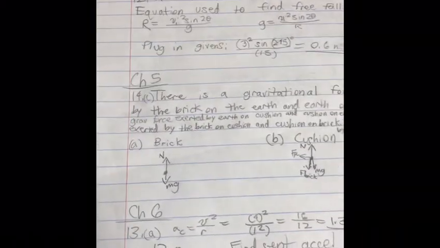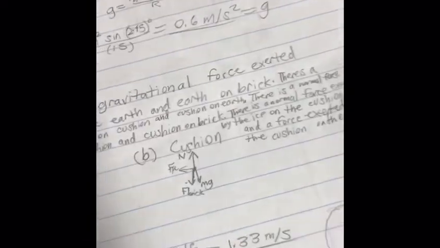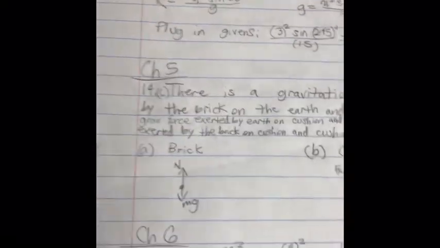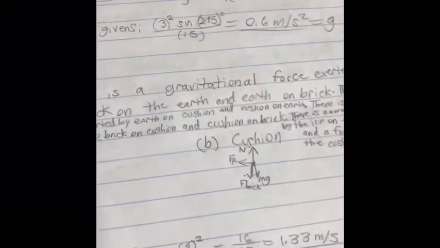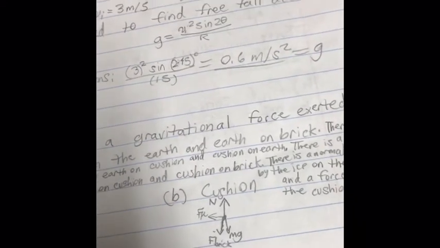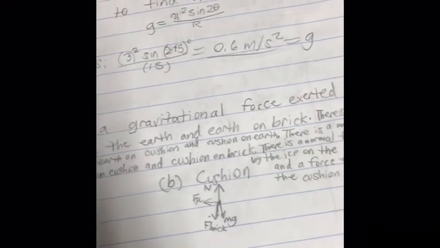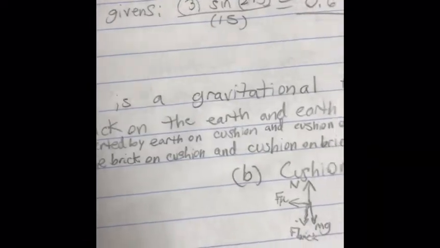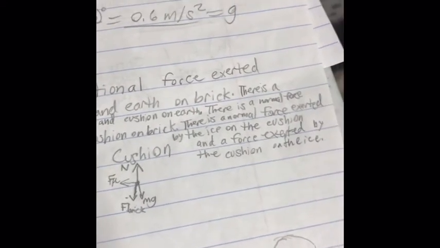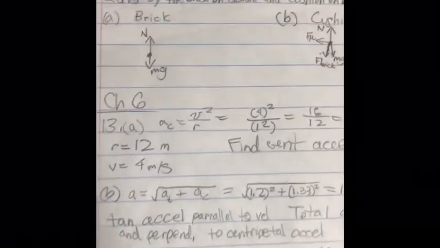So for C, I basically explained what I just did, which is the same kind of thing. There is a gravitational force exerted by the brick on the Earth and the Earth on the brick. There is a gravitational force exerted by Earth on cushion, cushion on Earth. There is a normal force exerted by the brick on cushion, cushion on brick. There's a normal force exerted by ice on the cushion, and a force exerted by the cushion on the ice. So yeah. For chapter 6, I did number 13.